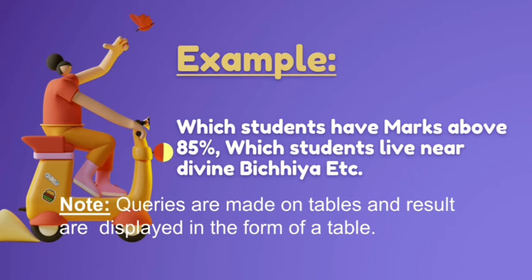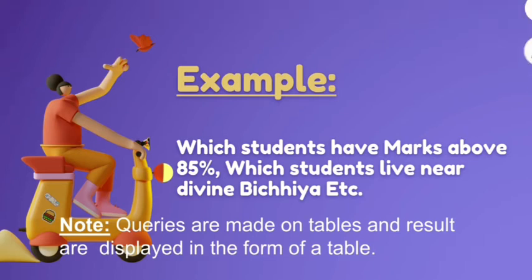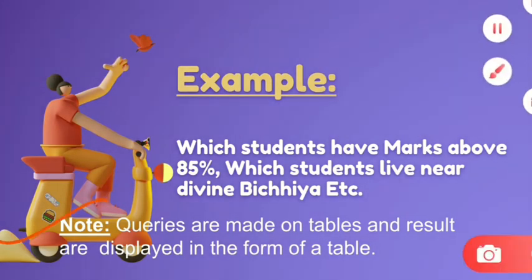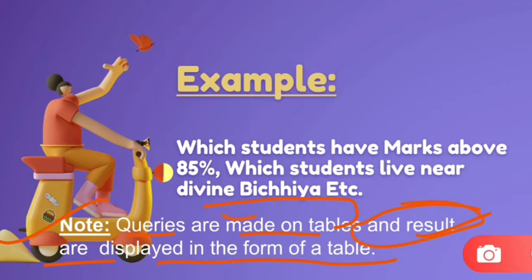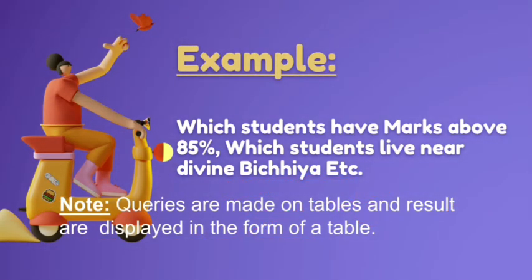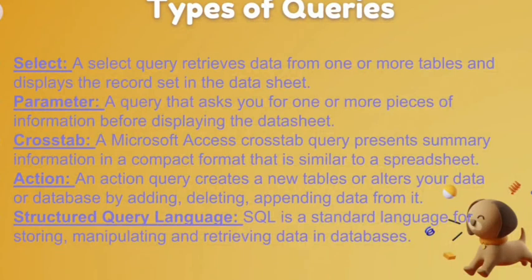One more thing you have to know is that queries are made on tables. Whenever you are applying a query, it is always applied on the table, and the result will also be displayed in the form of a table. Now let us see some types of queries.